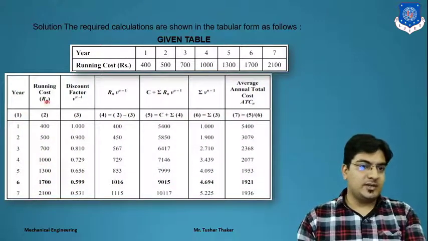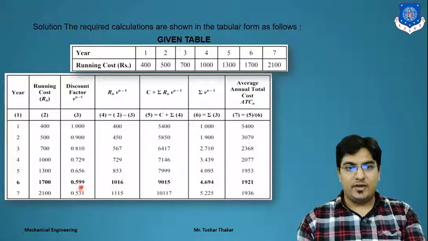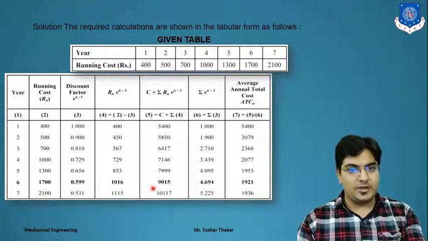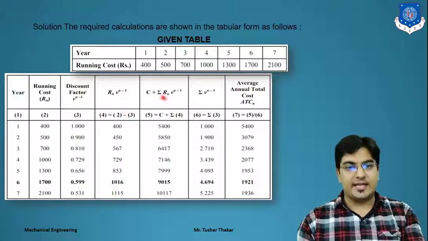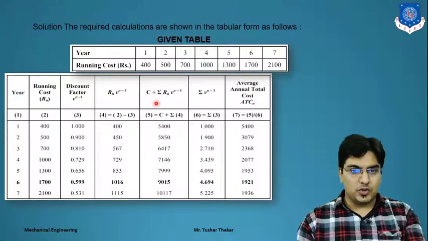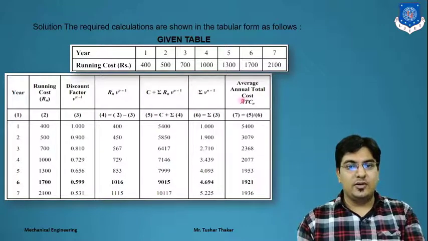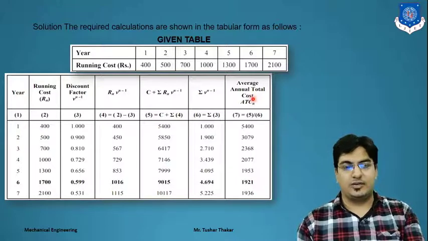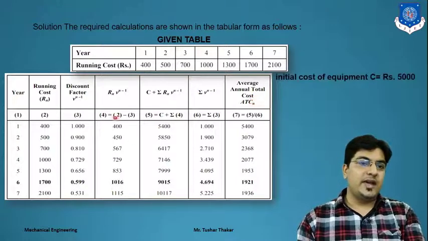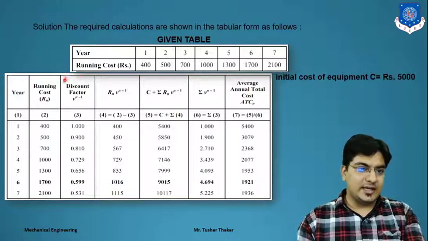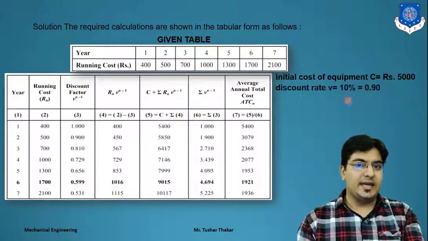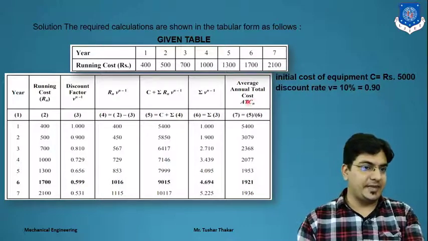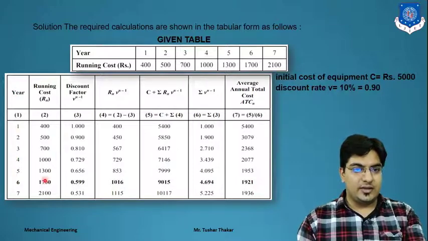In past models we used the total cost, scrap value, and the cumulative of maintenance cost. Then we added total C minus S to the cumulative of total maintenance value, and divided that value by the year to find the average annual cost. But in this case we have to calculate using a discount factor, as model number 3 indicates. So here the initial cost of equipment C is equal to 5,000 rupees, discount rate V is equal to 10%, that is 0.90. And the running cost is as in the given data.